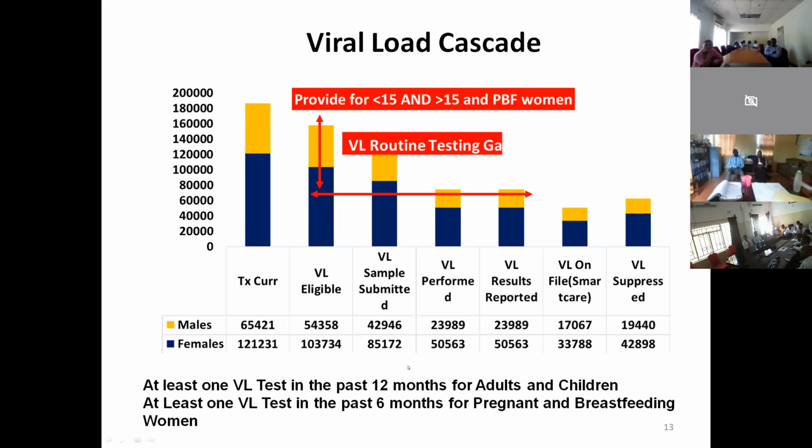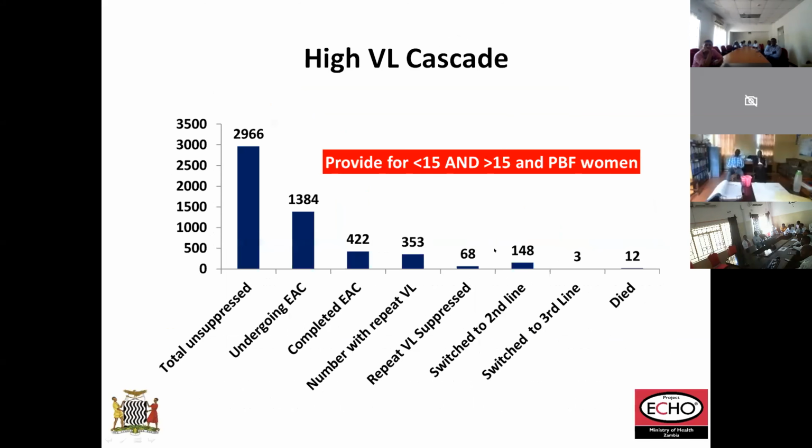Yeah, next. The other concept that we emphasize when we go to the sites, and when we have meetings with our partners and interact with those who work at the site level, is the high viral load cascade. Similarly to the viral load cascade, that's a graph that, if done properly and accurately at the site level, can allow you to see how effective you are in dealing with those who have a suppressed viral load at the site level.